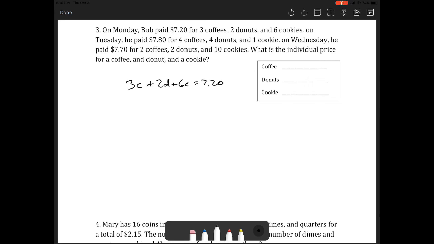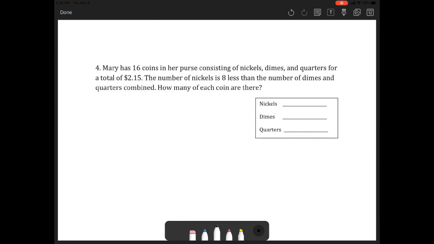Our next one is 3C plus 2D plus 6E equals 7.20. 4C plus 4D plus 1E equals 7.80. 2C plus 2D plus 10E equals 7.00.